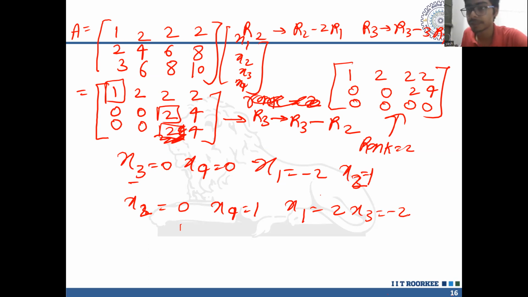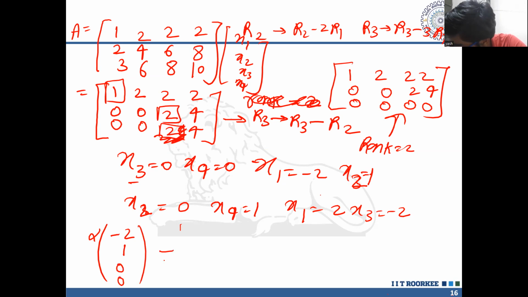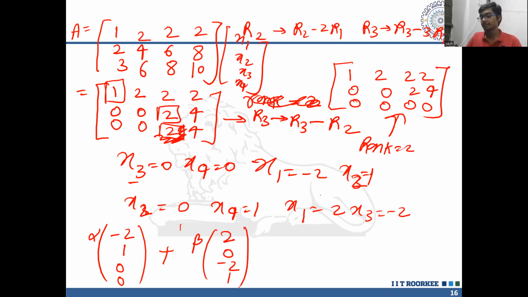So its null space will be all the combinations of the vectors which we have found. Its null space will be alpha times (-2, 1, 0, 0) plus beta times (2, 0, -2, 1). So this is basically the required null space of A.